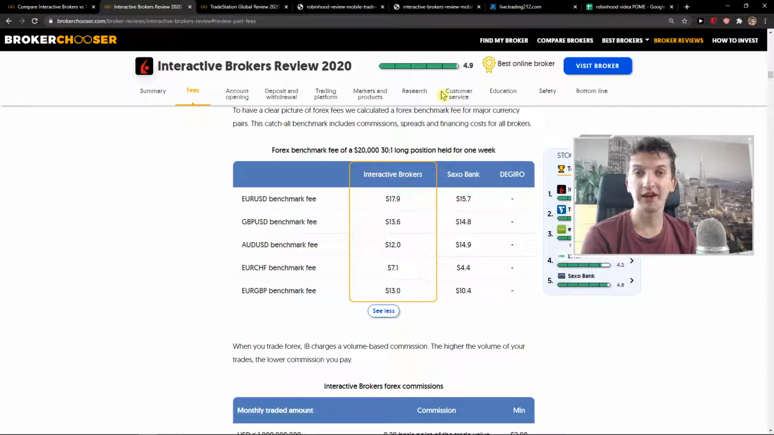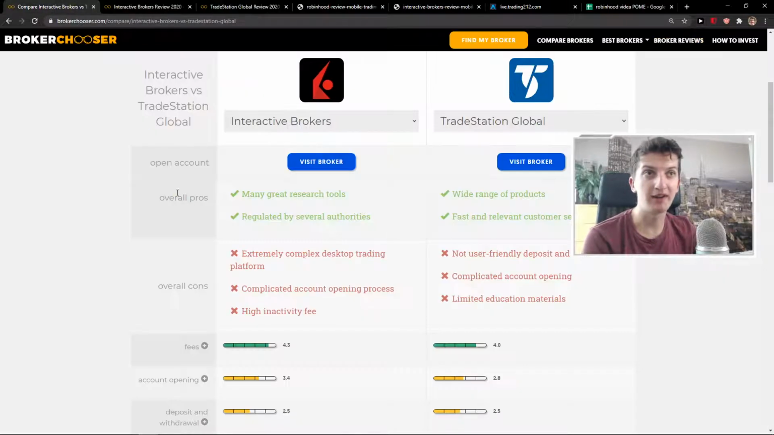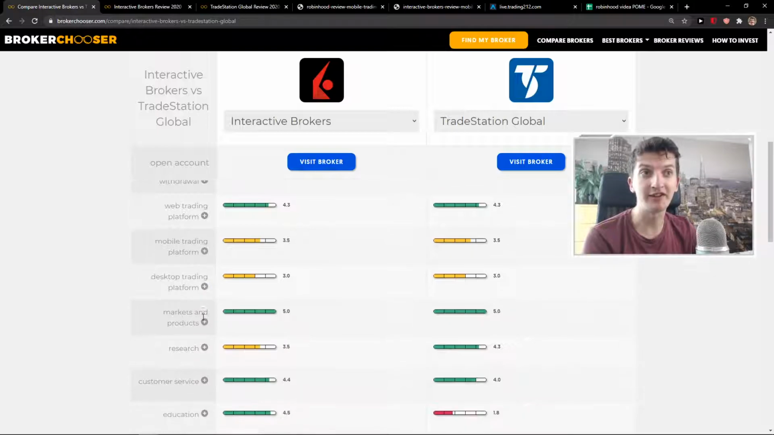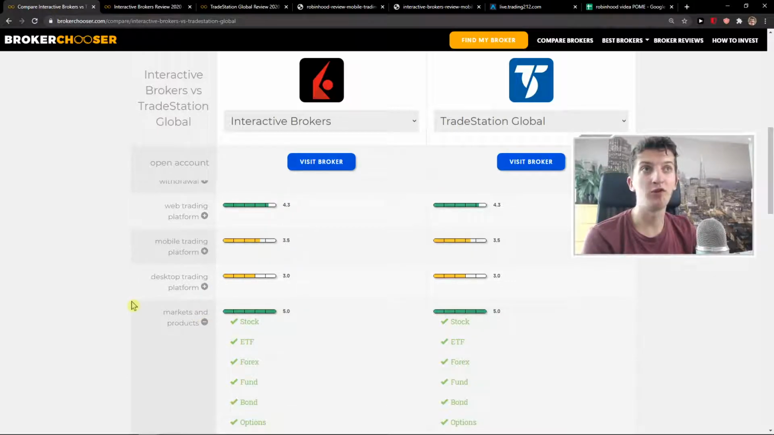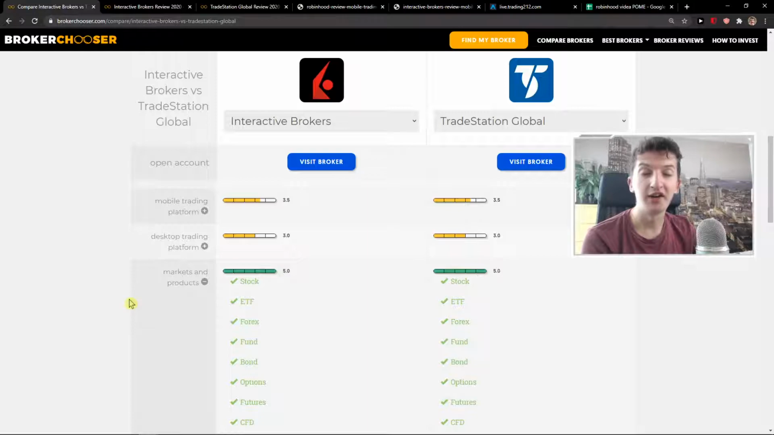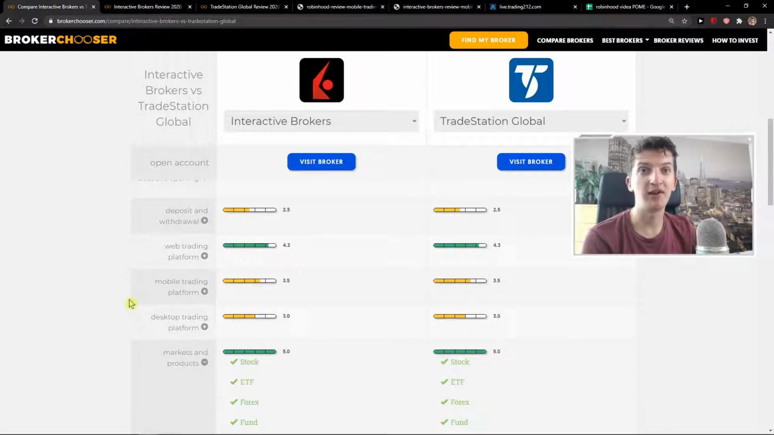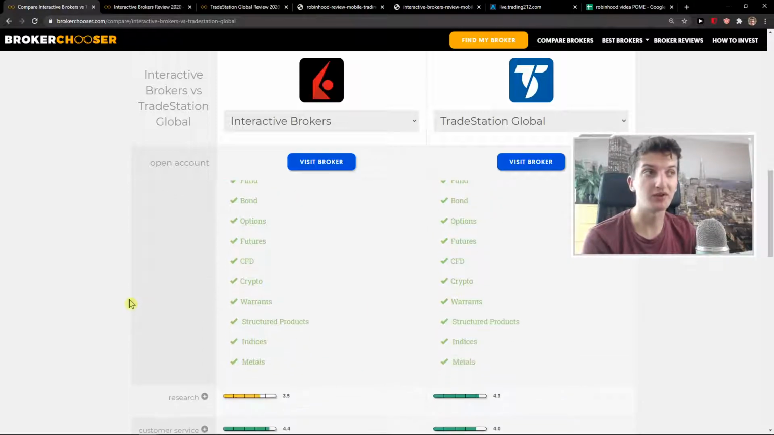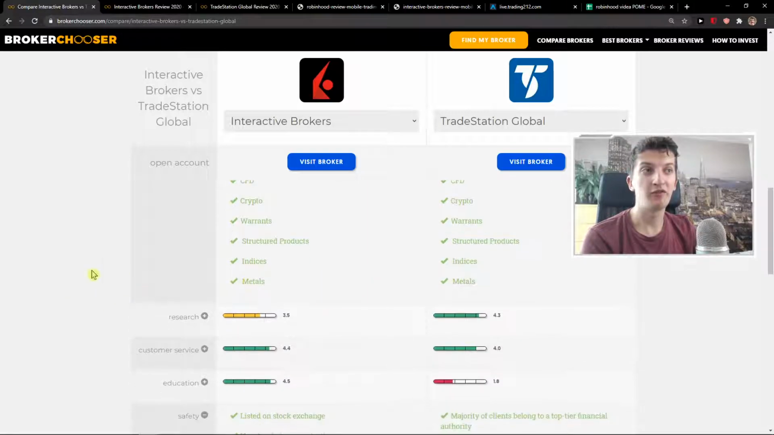Now the markets and products, both of these have the same markets and products only because they're directly connected. I recommend TradeStation Global for account opening. It's much simpler. Also, the web trading platform is much simpler compared to Interactive Brokers. So I don't have much to talk about.